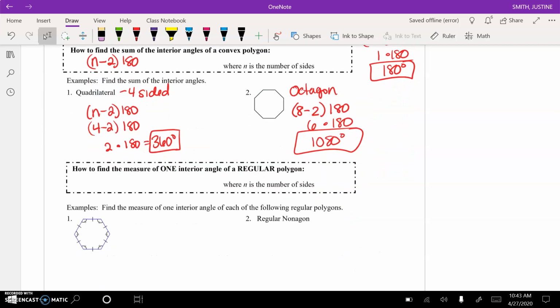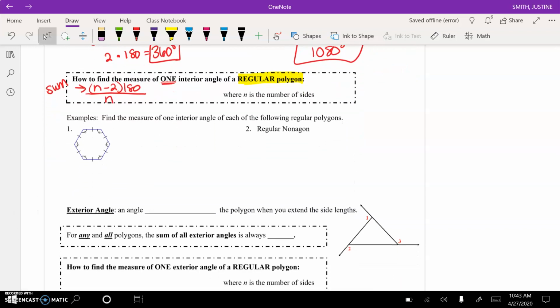Okay, so we're going to move on then to just finding the measure of one interior angle, and this can only be for a regular polygon. So remember, regular means that all the sides are equal, all the angles are the same. Okay, so that's why we can only do this for a regular polygon. So the formula is still n minus 2 times 180, because this gives us the sum, but now we're going to divide it by the number of sides. Because if we divide the sum by the number of sides, it's going to give us that one interior angle. And we can only do this because we know that they all are equal.